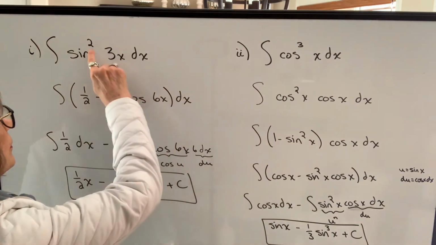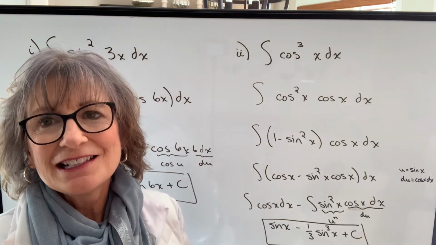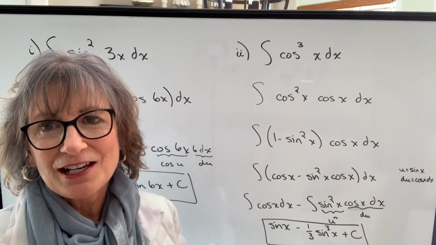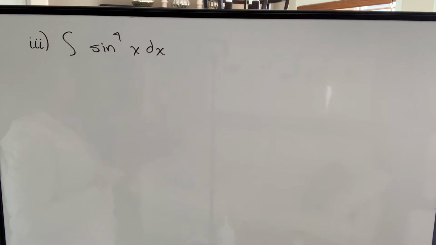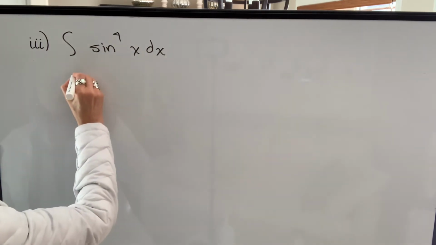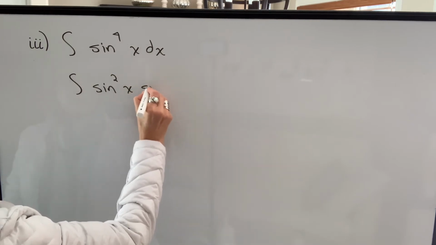So depending on what the power is, you're going to use different identities. Let's look at 2 more examples to help you understand. In this question, I have sine of x to the power of 4. So I'm going to break that up into sine squared x times sine squared x.